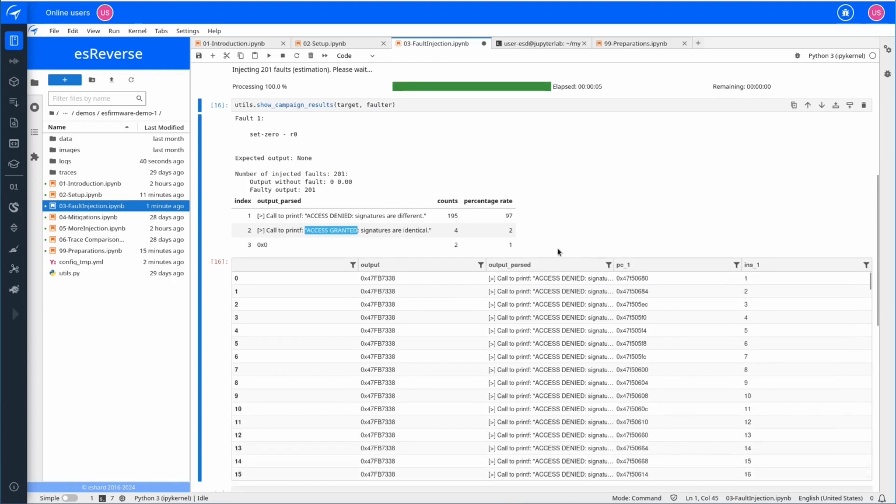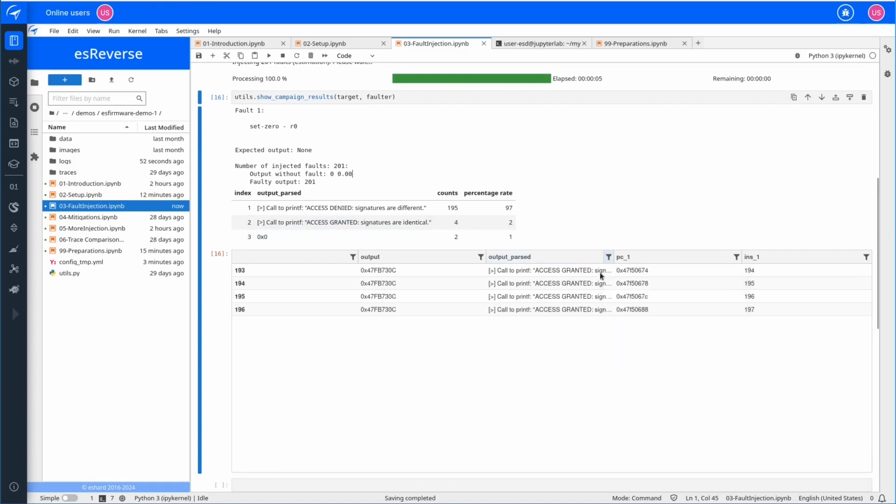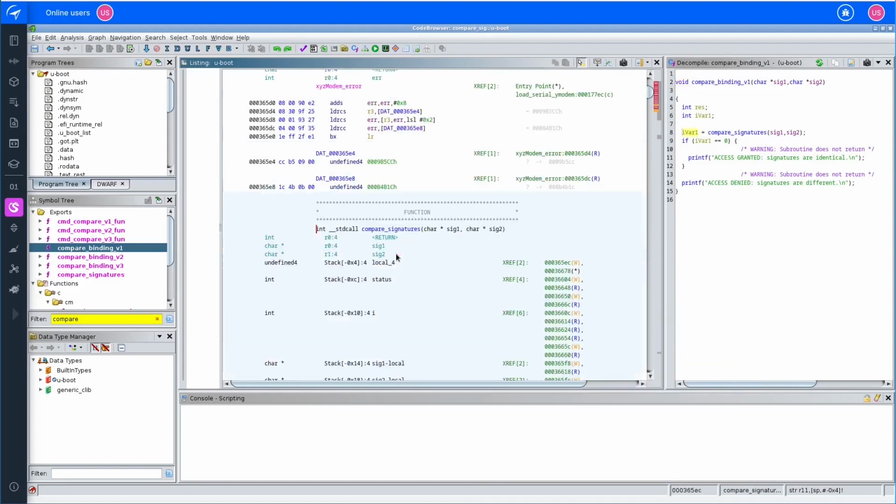And we can check, so we have 4 instructions, 4 places in time where the injection works, and we can filter the results there. For instance, look at the access granted. And the first instruction where that injection worked was 5674, and that's exactly the instruction that we were looking at. No, that's actually inside compare signature, I think.